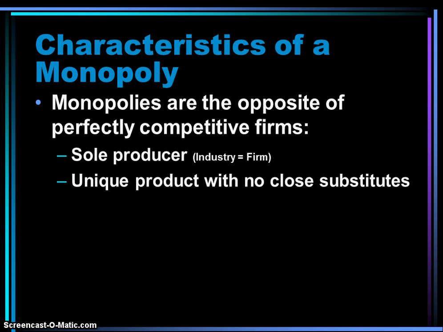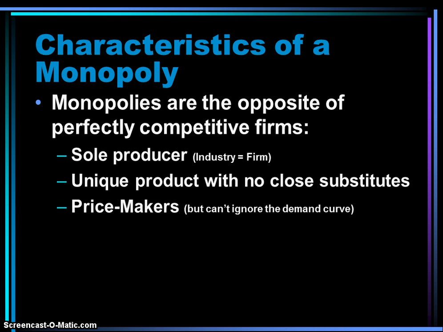The product type is a unique product with no close substitutes. And the monopolist has total price setting power. They are known as price makers. But they can't ignore the demand curve for the product. So if they want to charge a high price, they have to realize they might sacrifice some sales. And if they want to sell more, they'd have to lower the price.